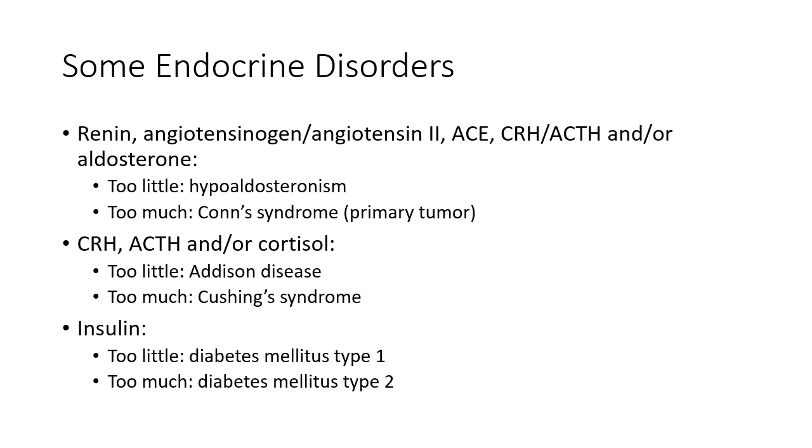Then you have problems with insulin, of course, that are very common. If you have too little insulin, that is diabetes mellitus type 1. If you have too much insulin, that's diabetes mellitus type 2. So when we say diabetes, we're either talking about type 1 or type 2. We're talking about some problem with insulin. But you'll also have diabetes insipidus. That's different. That's related to ADH, not insulin. It's diabetes mellitus that is related to insulin.